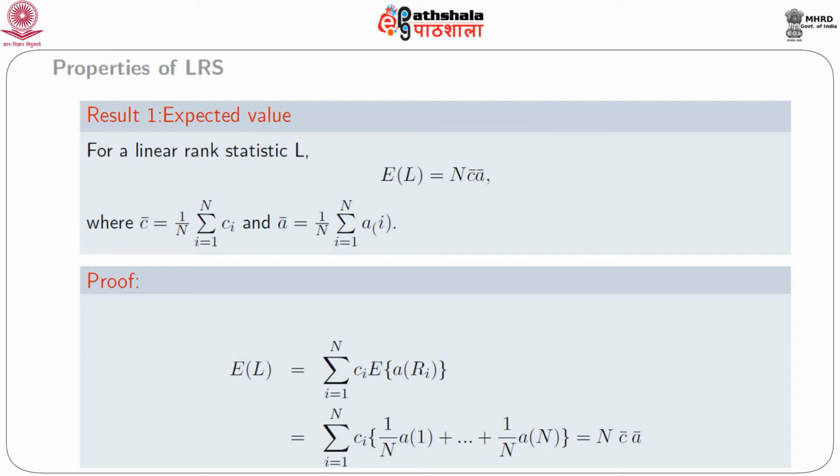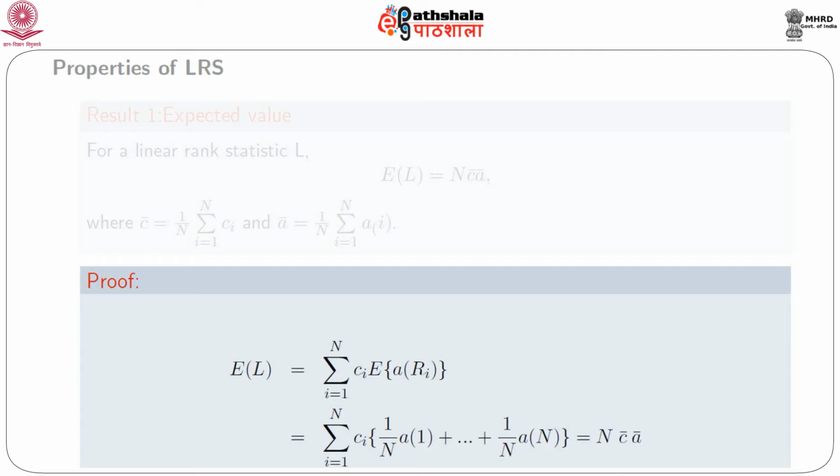Now, for a proof, we observe that expected value of L is by definition the summation over i from 1 to n Ci multiplied by expected value of A(Ri). Now, A(Ri) is a random variable which takes the values A1, A2 up to An with equal probability 1 by n. Thus, we get expected value of L as summation i from 1 to n Ci multiplied by (A1 plus A2 plus up to An) whole thing divided by n, which is nothing but n times C bar into A bar, and this proves the expected value for linear rank statistic.